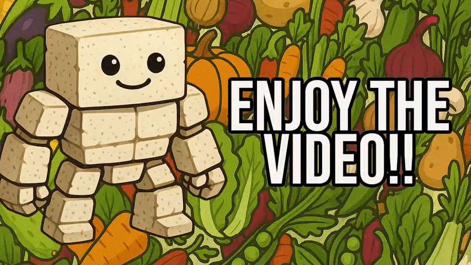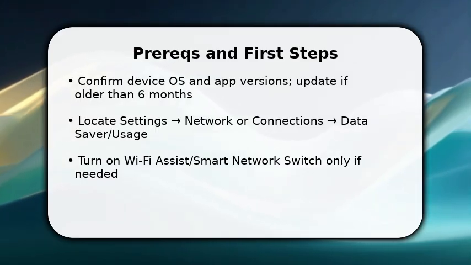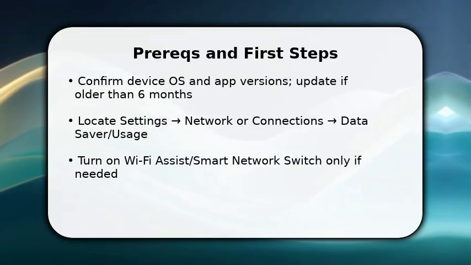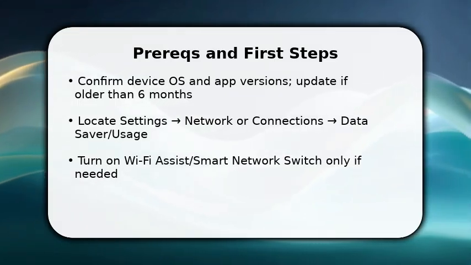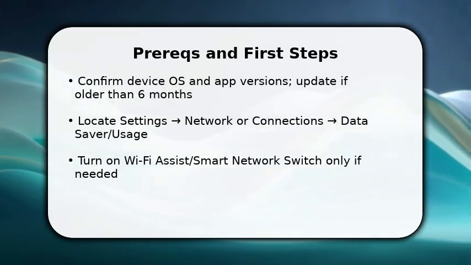Please enjoy the video. You need system updates and the Settings app open. That prevents odd behavior. First, check OS and app versions so data controls behave predictably. Once done, navigate to Settings, then Network or Connections, then Data Saver or Data Usage.